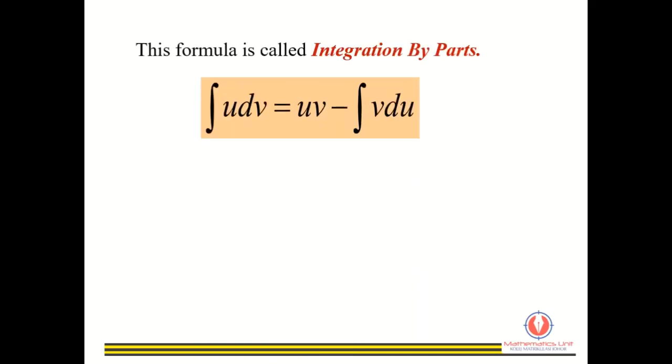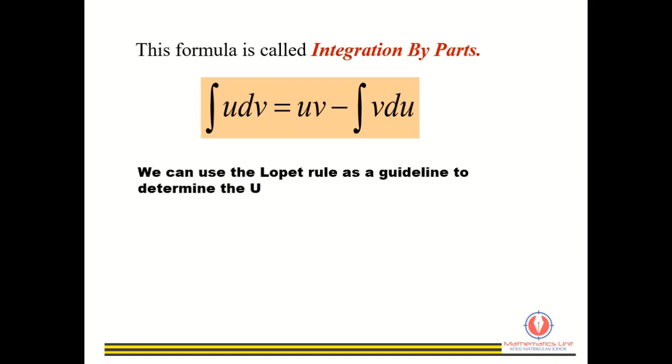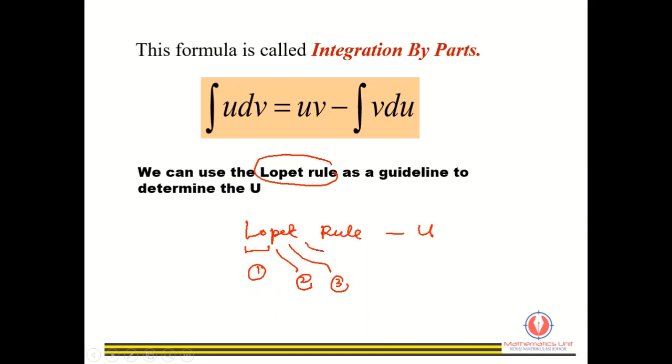This is the formula for integration by parts: integration of u dv equals uv minus integration of v du. We can use the LIATE rule as a guideline to determine u. The first is log, second polynomial, third exponent, and the last is trigonometry.